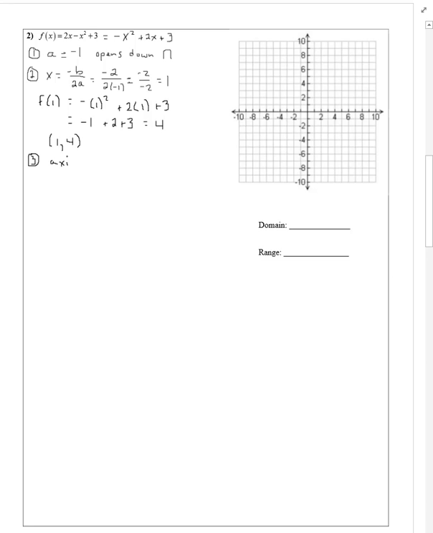Our axis of symmetry, remember, is always the line x equals whatever the x-coordinate of the vertex is. So in this case, it is 1.